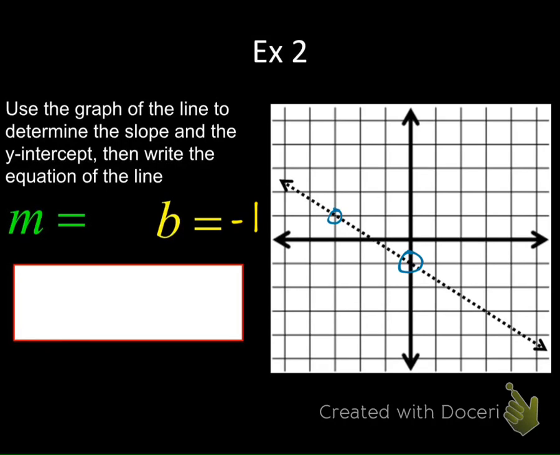The slope is up 2 and over 3. Rise 2. Well, we want to start at the leftmost one, right? We always start with the leftmost. So your numbers are going to be the same, but there's going to be a negative.